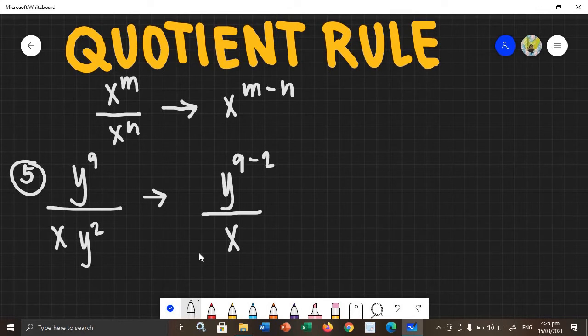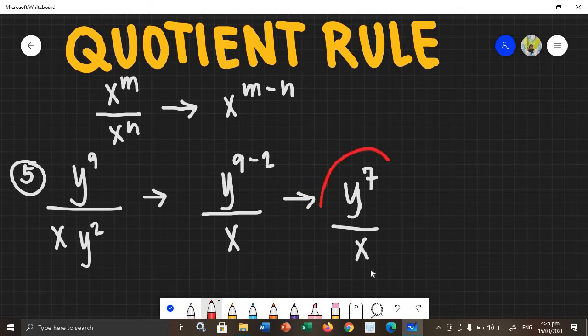Yeah. So, dito sa example number 5, si x is nasa denominator, so hindi natin siya pwedeng dalhin sa taas. So, nasa baba pa din siya. So, simplifying this, we have y raised to 9 minus 2 is 7. So, y raised to the 7th power all over x. X will stay at the denominator kasi dun talaga siya. And we cannot move x sa numerator kasi wala namang x sa numerator. We cannot subtract their exponent. So, this is the answer. Y raised to the 7th power over x.